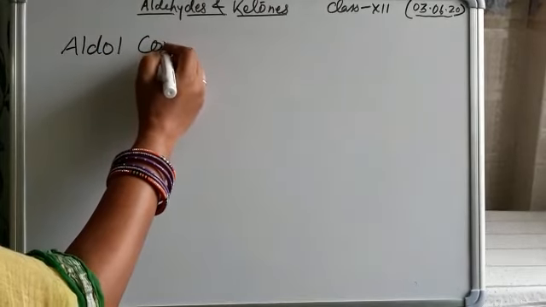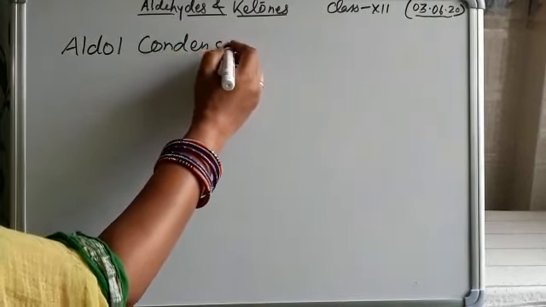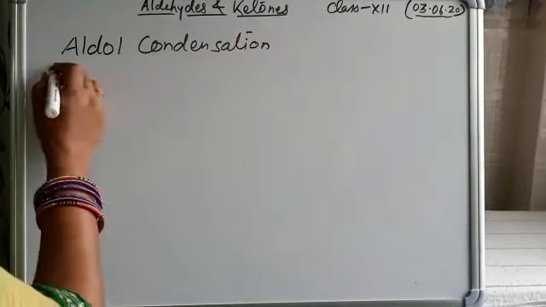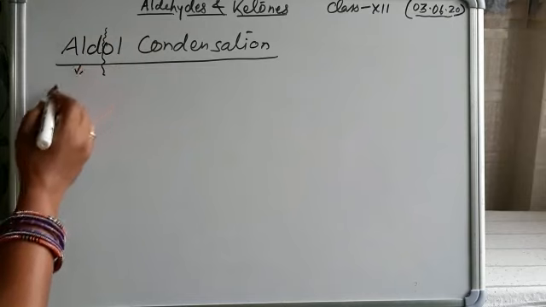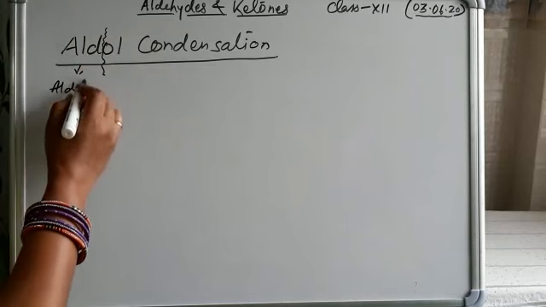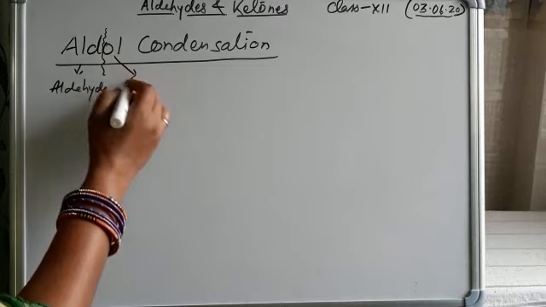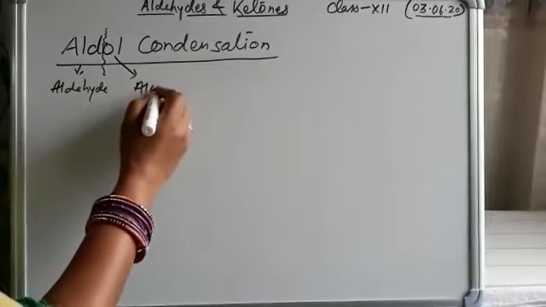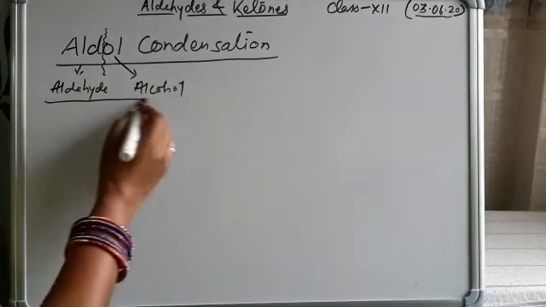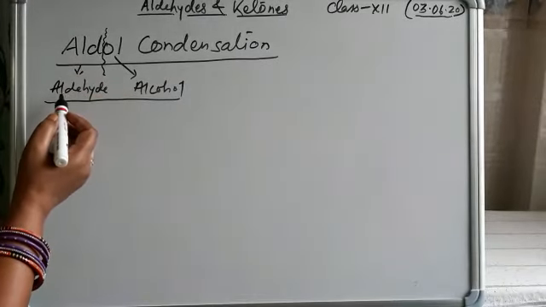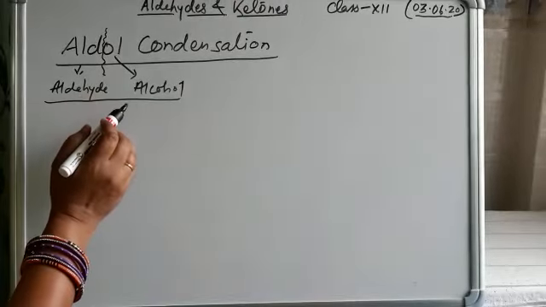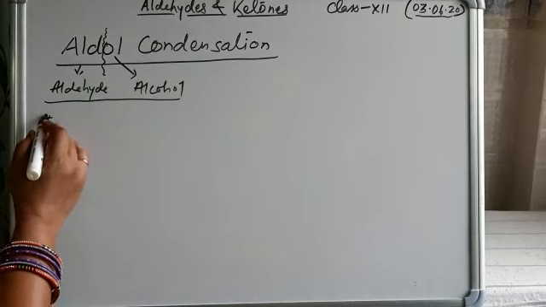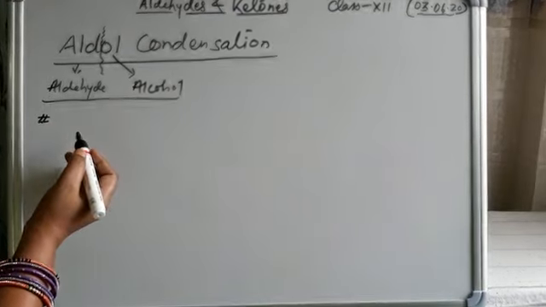Aldol condensation. The word aldol is made from ald from aldehyde and ol from alcohol. Obviously, an aldol compound is one in which an aldehyde functional group as well as an alcohol functional group are both present. What are the conditions? At first, which type of compound gives aldol condensation?